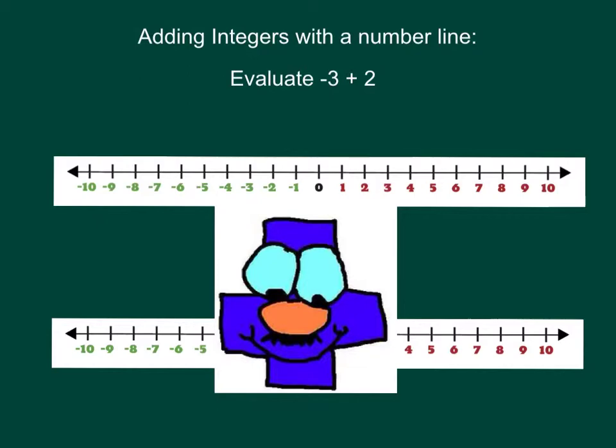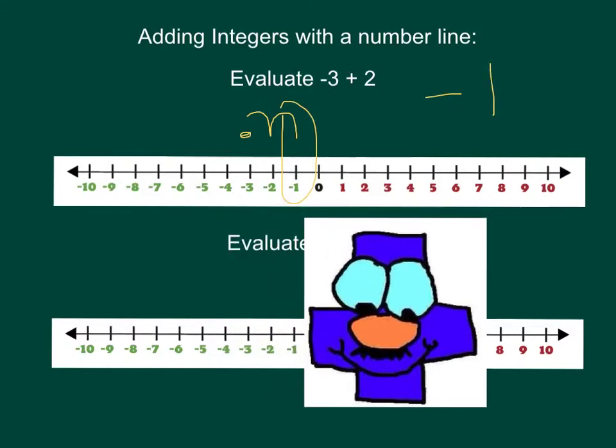Let's try evaluating -3 plus 2. We're going to start at -3, so let's put a dot on -3 on our number line. We are adding 2 to it. Since we're adding +2, we'll go 2 units to the right. 1, 2. When we do this, we land on -1. Therefore, the answer to -3 plus 2 is -1.